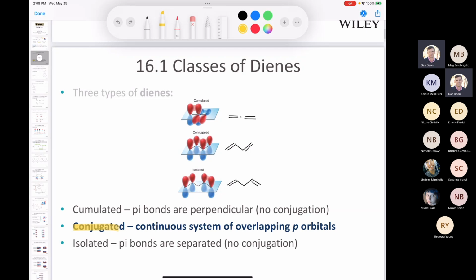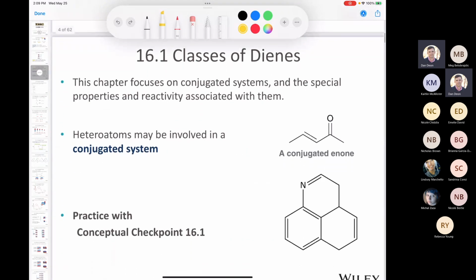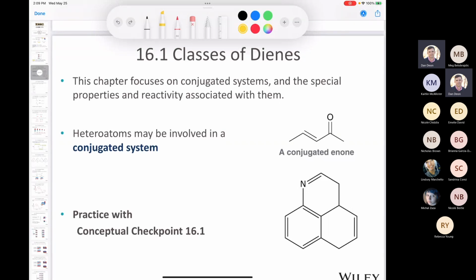There's no conjugation. Well, let's move on from there and talk a little bit more about this whole class of dienes thing. Again, this chapter focuses on conjugated systems and the special properties and reactivity associated with them. You can even incorporate a heteroatom into a conjugated system. Take this functional group, for example. We call this an enone. You can probably guess that you have ene and then you have one. Well, the one comes from a ketone, and the ene comes from an alkene. So that's where we get an enone, and we see that this is conjugated.